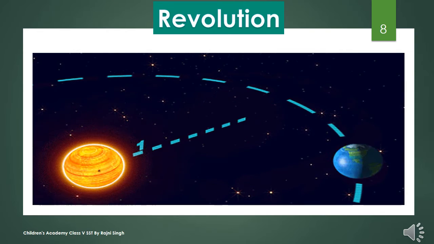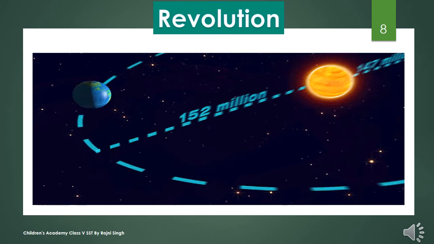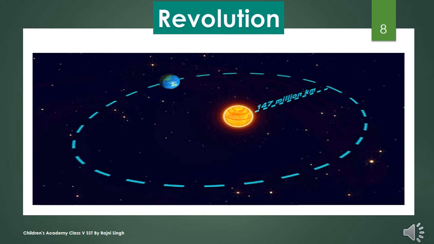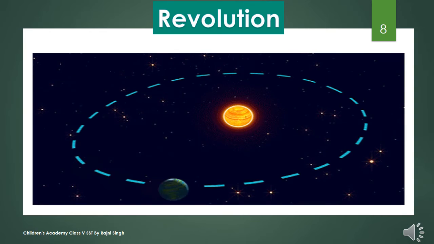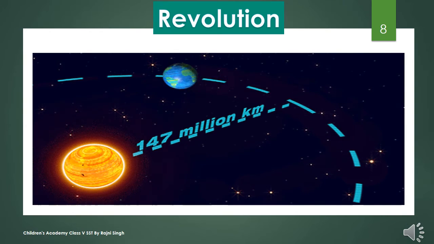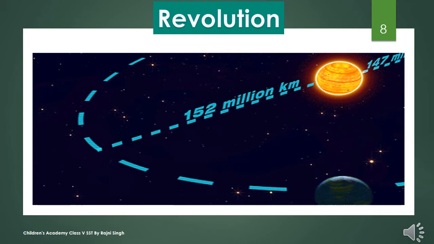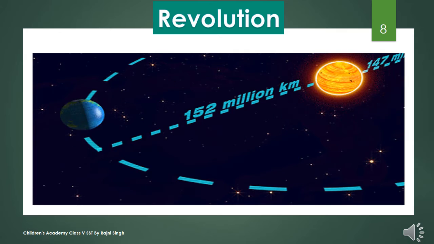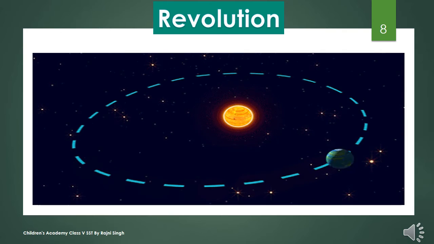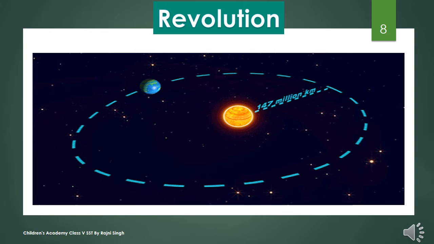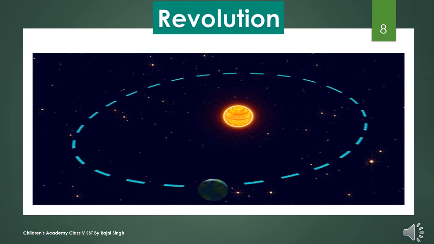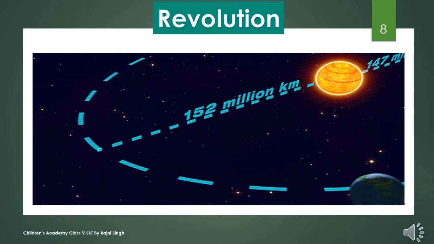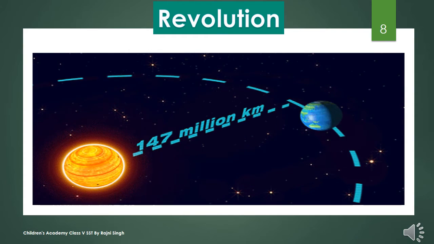Now our next topic is revolution. So first of all, understand the definition of revolution. When rotating on its tilted axis, the earth also moves around the sun on a fixed path. This fixed path is called the orbit. It means, student, jab earth apne tilted axis par rotate karti hai, वो साथ ही साथ एक फिक्स्ड पाथ पर सन के चारों ओर भी चक्कर लगाती है और उस फिक्स्ड पाथ को हम ऑर्बिट कहते हैं.